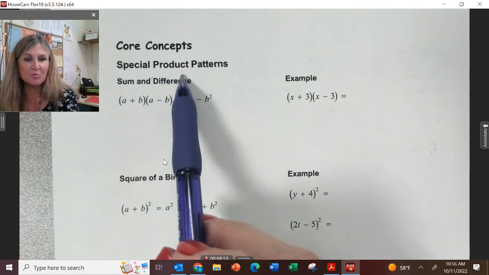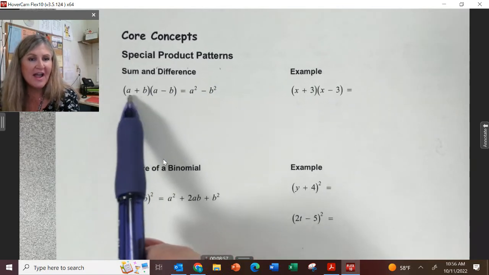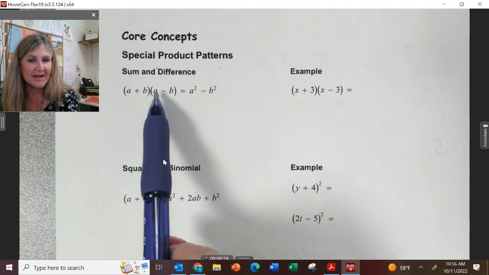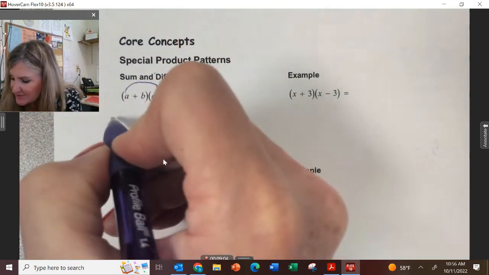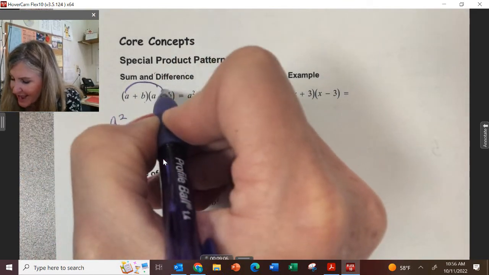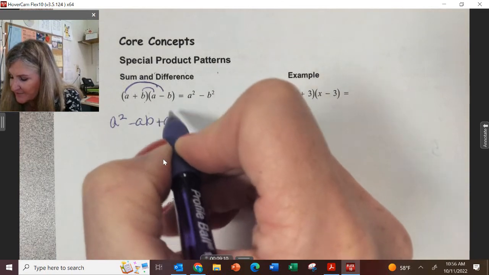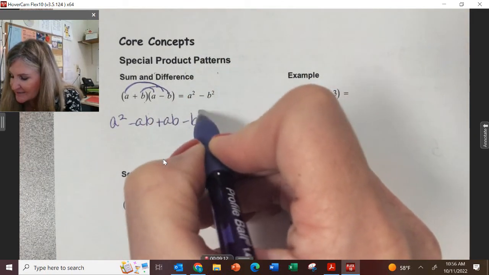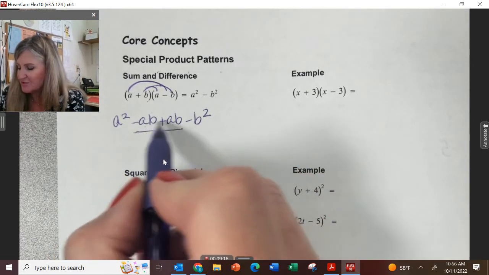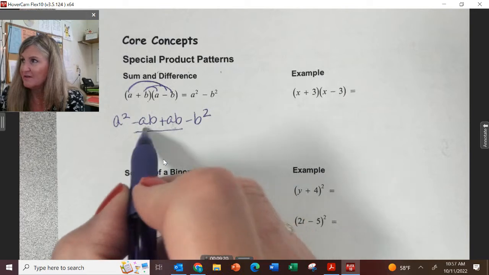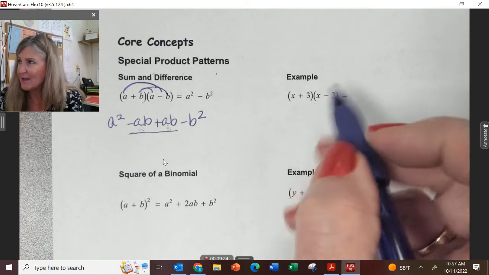There are some special product patterns that can make things a little bit easier for us. If I have a plus a number and a minus a number, when I multiply this out, a times a is a squared. The outers gives me negative ab. The inners gives me positive ab. The last times the last gives me negative b squared. So what happens to these two values right here? They just cancel out.